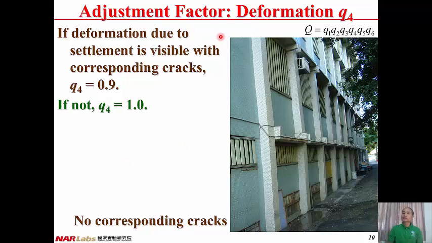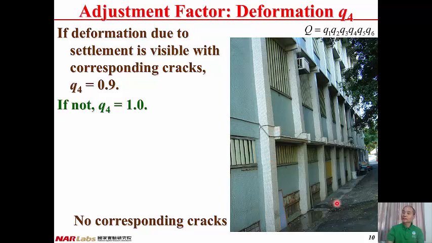Then we move to the fourth adjustment factor, deformation. If deformation due to settlement is visible with corresponding cracks, then we have the adjustment factor Q4 equal to 0.9.